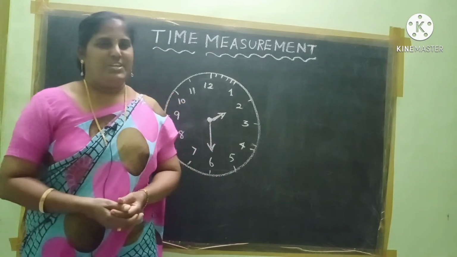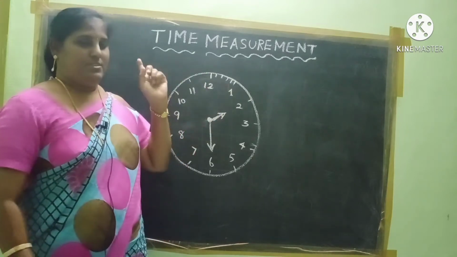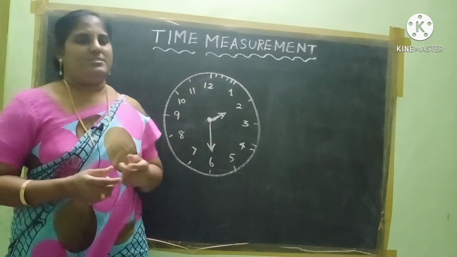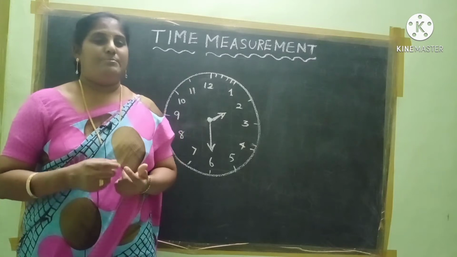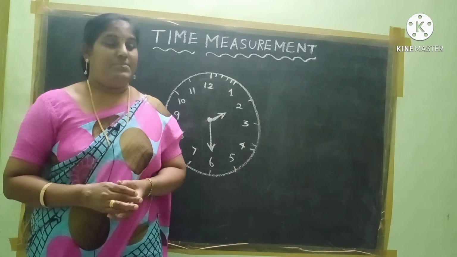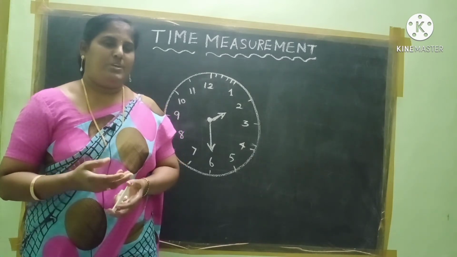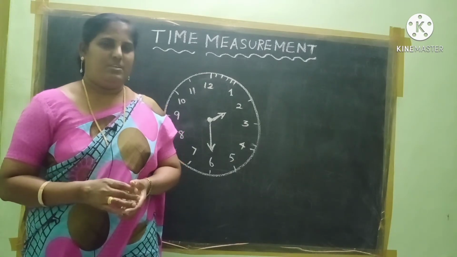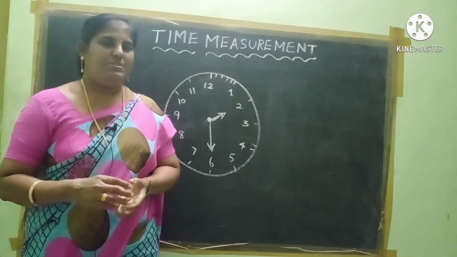Children, today we are going to learn a new chapter, new title, time measurement. Time measurement is one of the types of measurement, used to measure time. In day-to-day life, we will use time. It's very important in our life, isn't it? If we want to do anything at a time, we need time. If we want to finish any work, we need time. So we need the correct time.